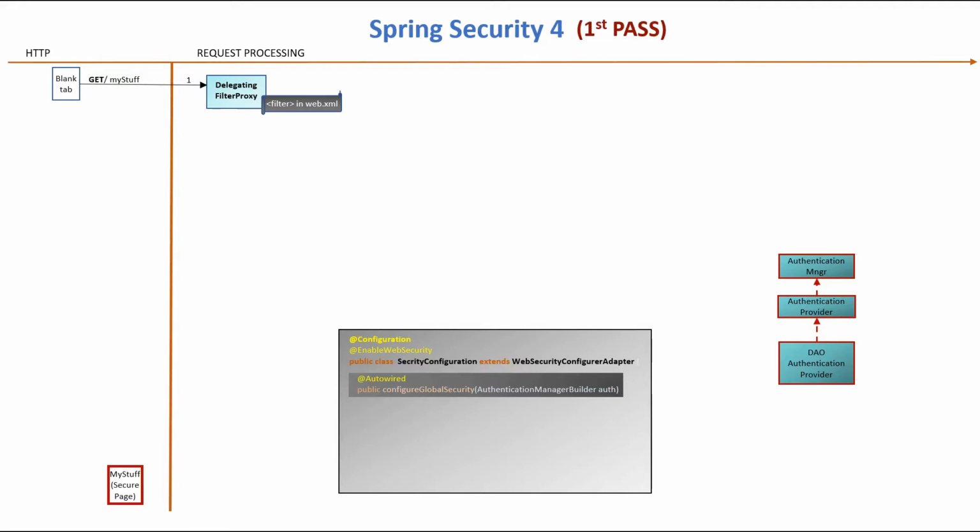Now at the bottom here, I put the actual My Stuff secure page that we wanted to be displayed at the end. That's our goal. So let's take a look at the steps in between requesting that page and finally getting to that page. After passing through the DelegatingFilterProxy and going through a bunch of steps we'll show later, it runs to this configure(HttpSecurity) method, which you need to override from the WebSecurityConfigurerAdapter.